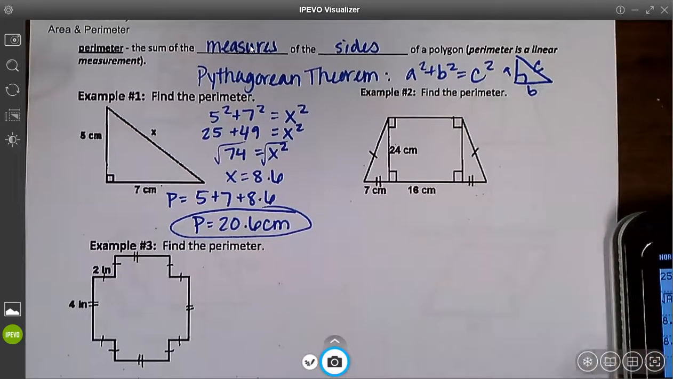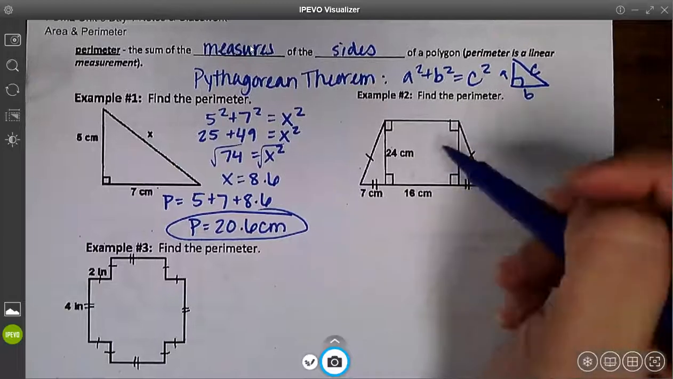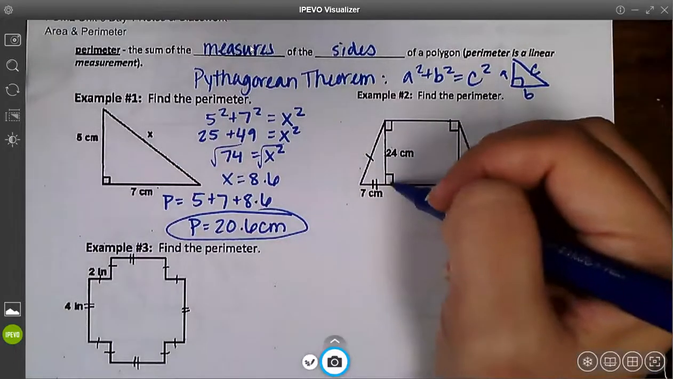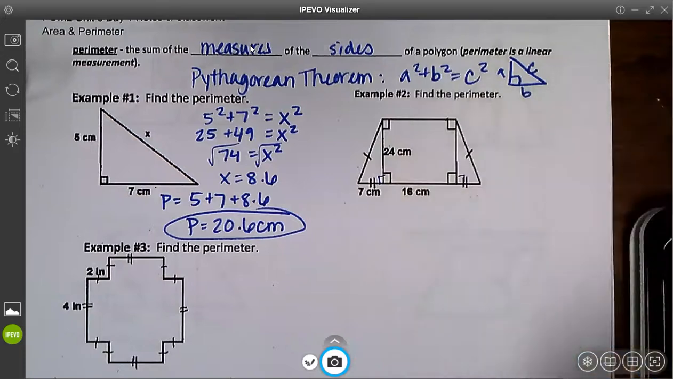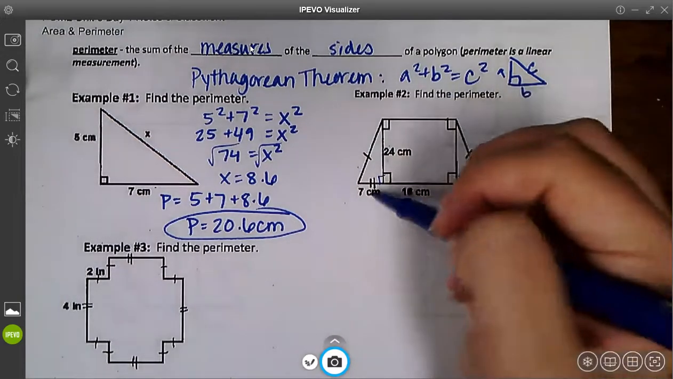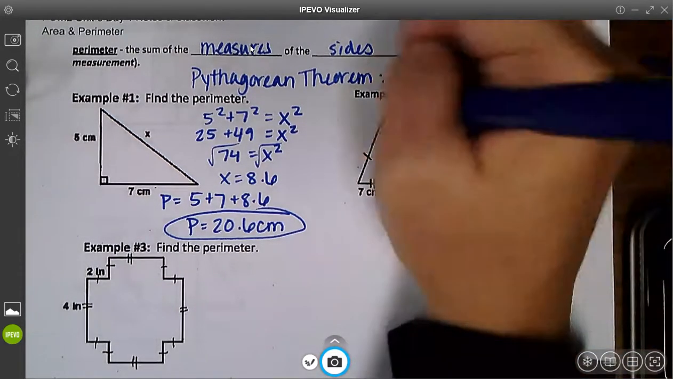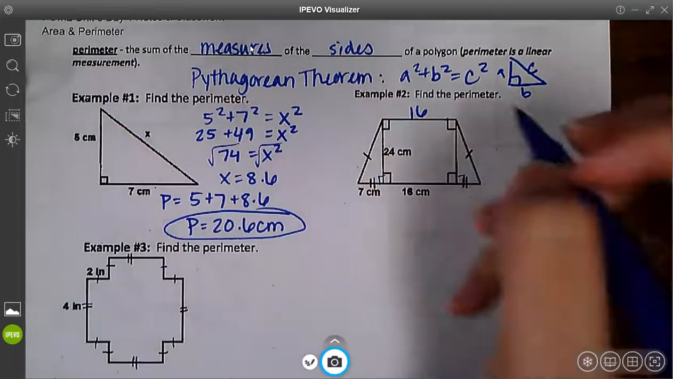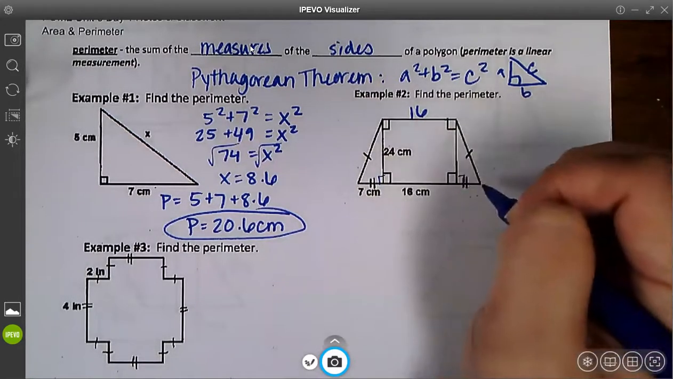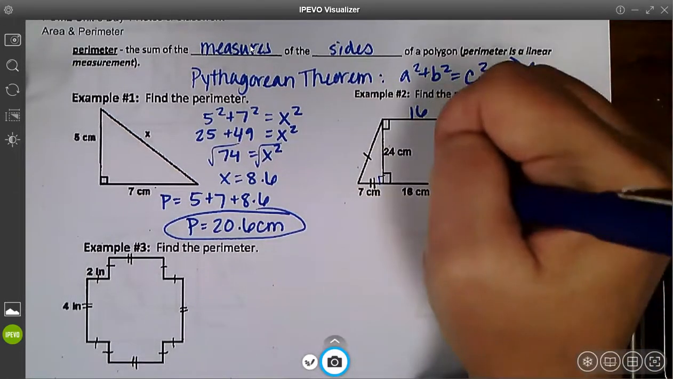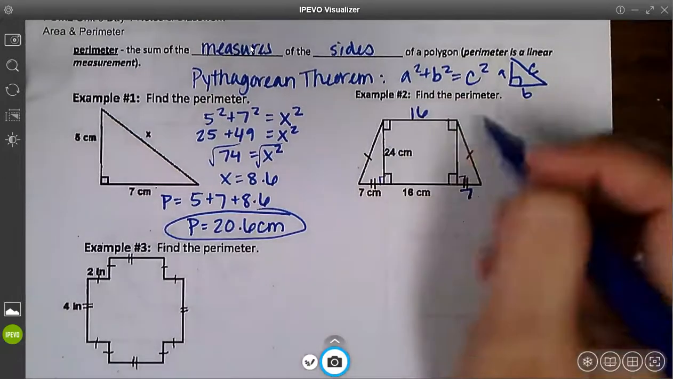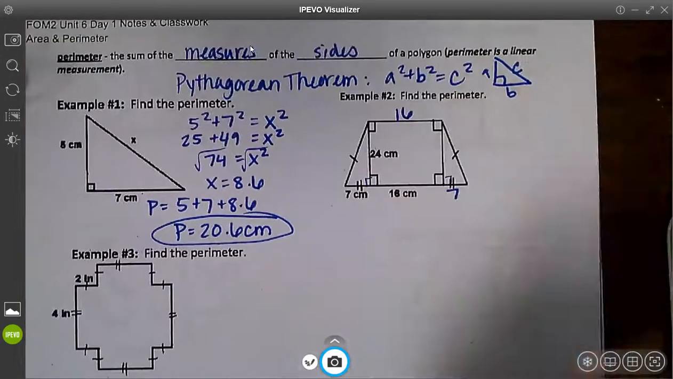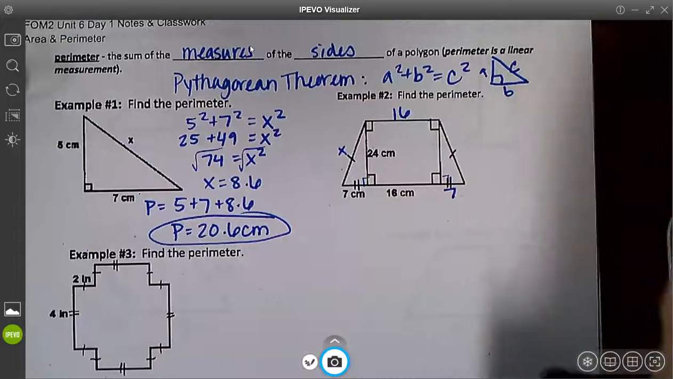The perimeter of this one. So we have a rectangle and 2 right triangles. We know they're right triangles because of these right angles that are denoted here. This is 7, this is 24, because this is a rectangle that makes this 16. Since these are noted that they are congruent, this here is also 7. So to find our sides, we're going to use the Pythagorean theorem again. I'm going to call it x.